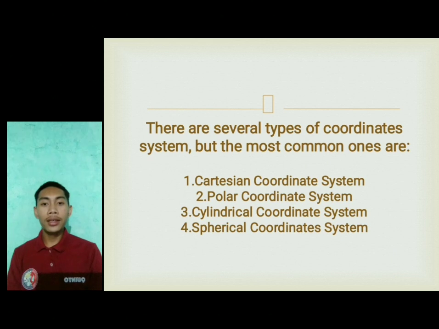Number 4 is the spherical coordinate system. It represents points in 3-dimensional space using the radial distance ρ, the inclination angle θ, and the azimuth angle φ. The radial distance is the distance from the origin. The inclination angle represents the angle from the positive z-axis, and the azimuth angle represents the angle from the positive x-axis in the xy plane.